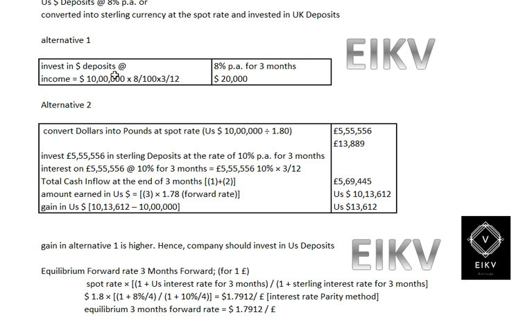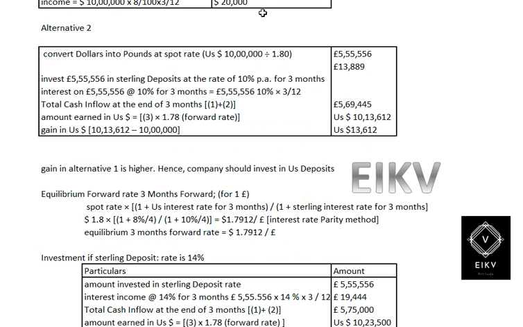So first of all, we compute the net amount receivable by investing 1 million US dollars at 8% per annum for 3 months. It would be $20,000. That means 1 million into 8% divided by 100 into 3 months divided by 12, which gives you 20,000.